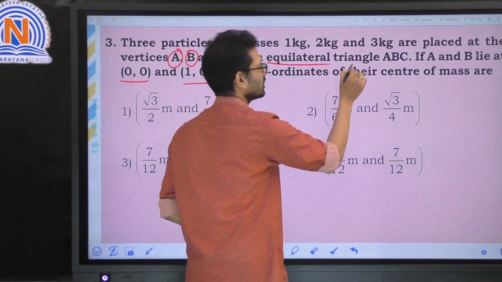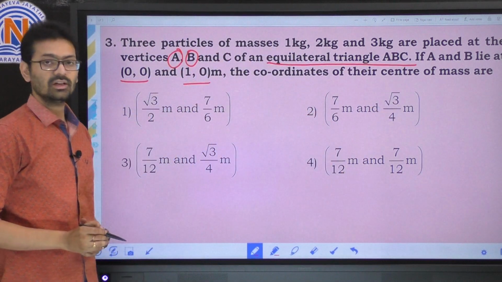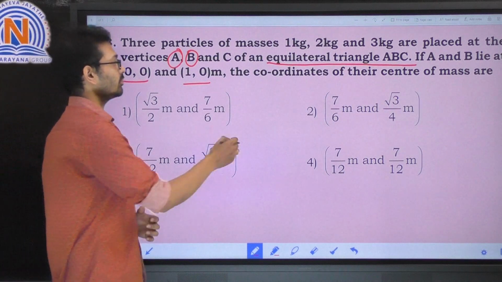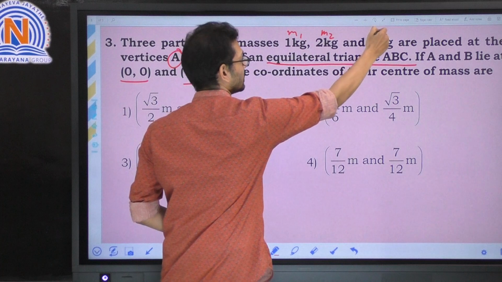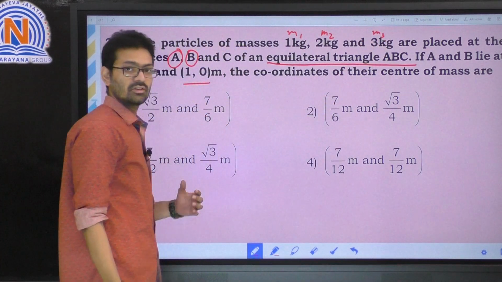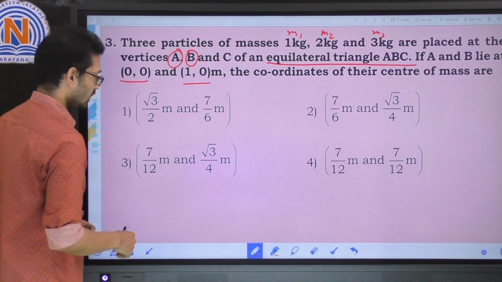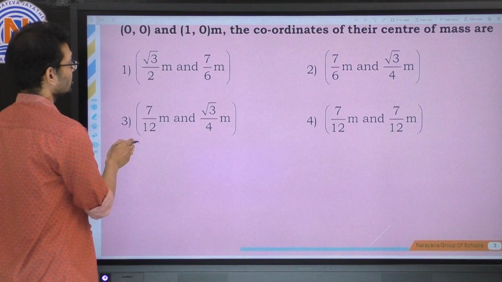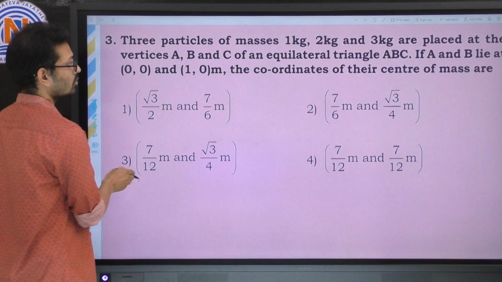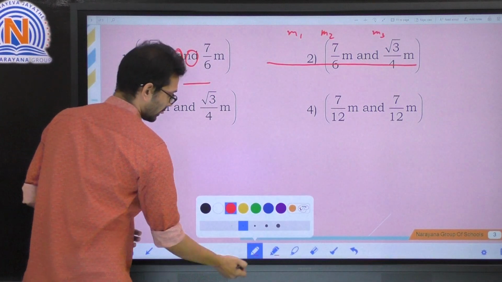They gave you a hint that it is an equilateral triangle ABC. And the masses are given as m1 is 1 kg, m2 is 2 kg and m3 is 3 kg. Now if you want to substitute, I am going to take these values: 1, 2, 3, right? I will take those.